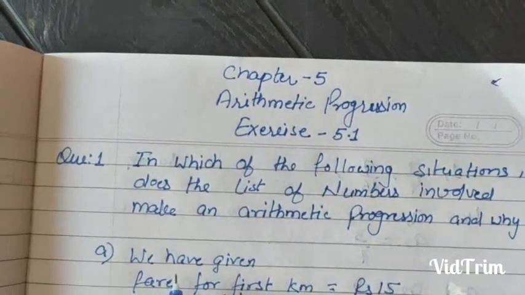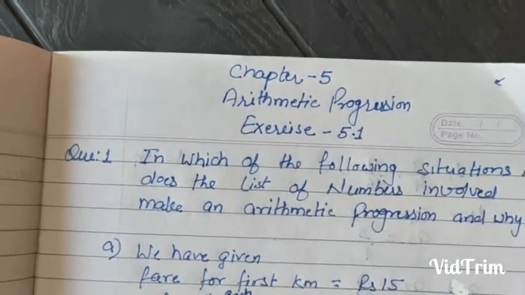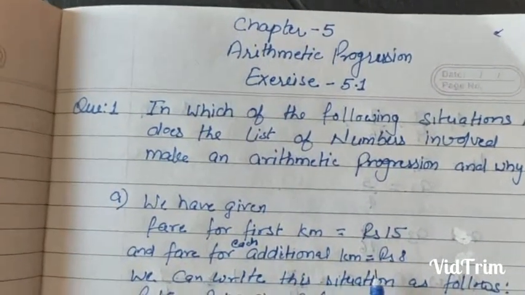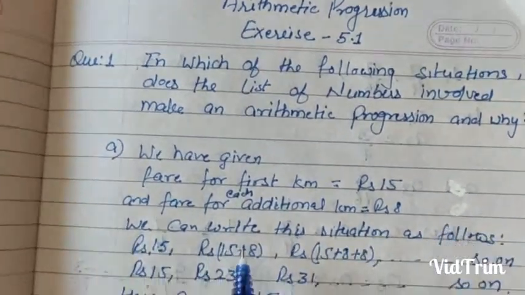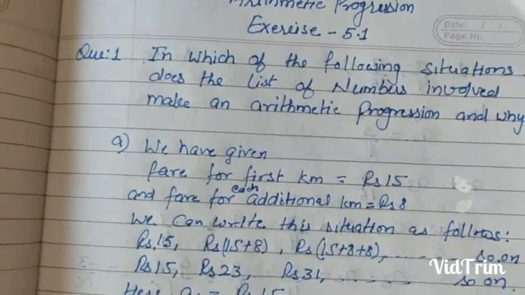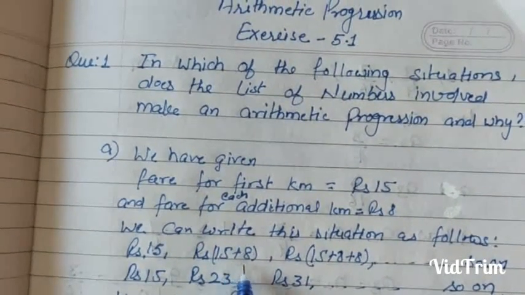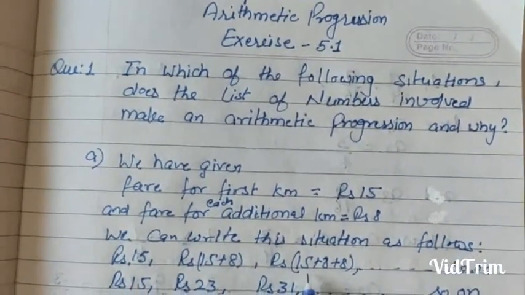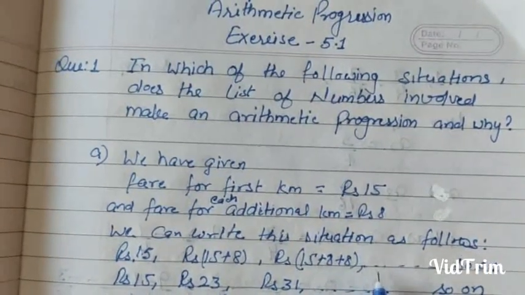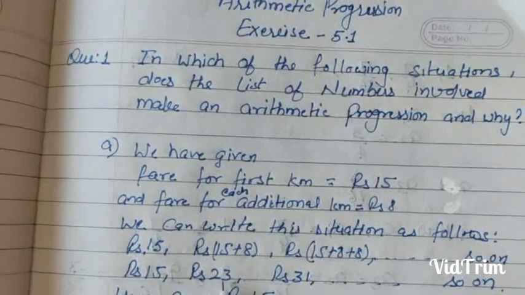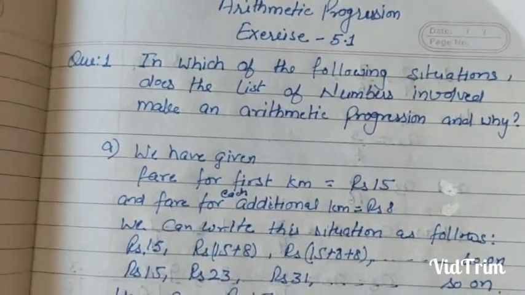Thus, in this situation we have given fare for the first kilometer is rupees 15 and fare for each additional kilometer is rupees 8. We can write the situation as follows. Fare for the first kilometer is rupees 15, fare for the second kilometer is rupees 15 plus 8, and fare for the third kilometer would be rupees 15 plus 8 plus 8 and so on. The progression would be as follows: rupees 15, rupees 23, rupees 31 and so on.